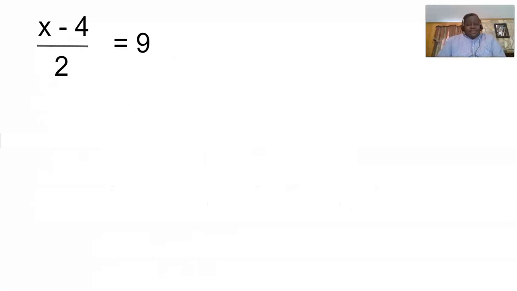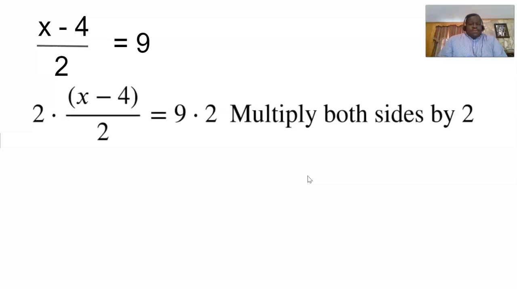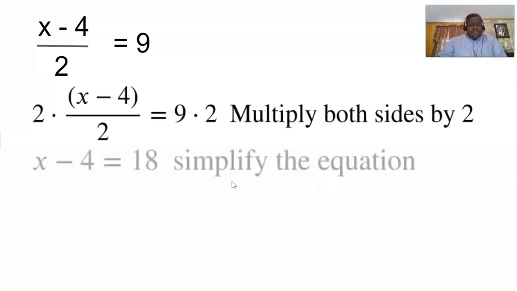All right, let's look at our last one for this particular section. We have x minus 4 over 2 equals 9. So the last thing we're doing is we are dividing. So x minus 4 divided by 2 equals 9. The first thing we're going to do is multiply both sides by 2. So when we do that and simplify, we'll get x minus 4 equals 18.